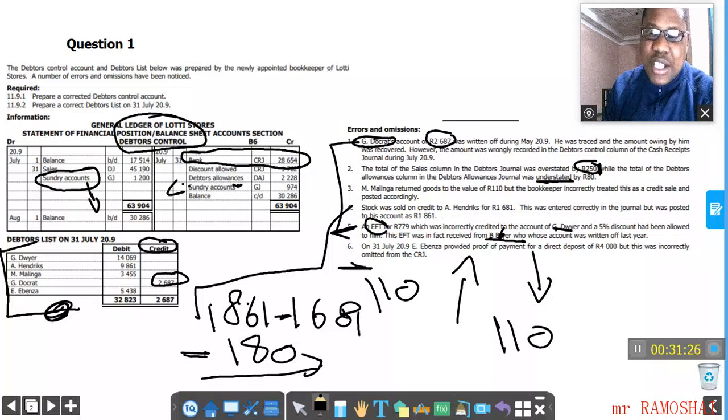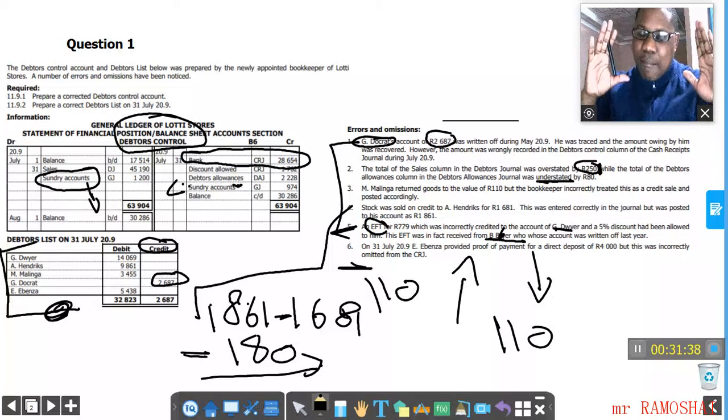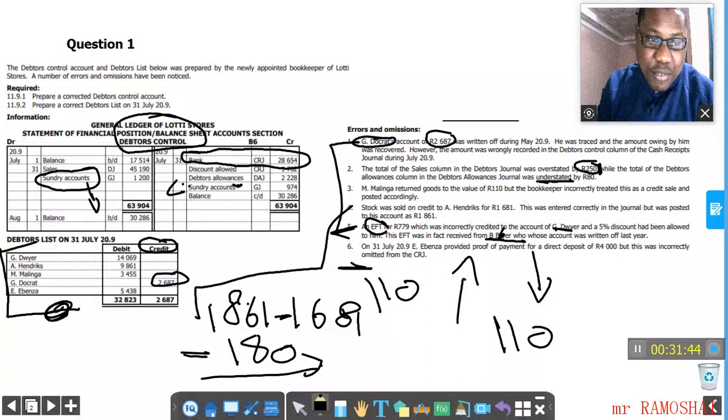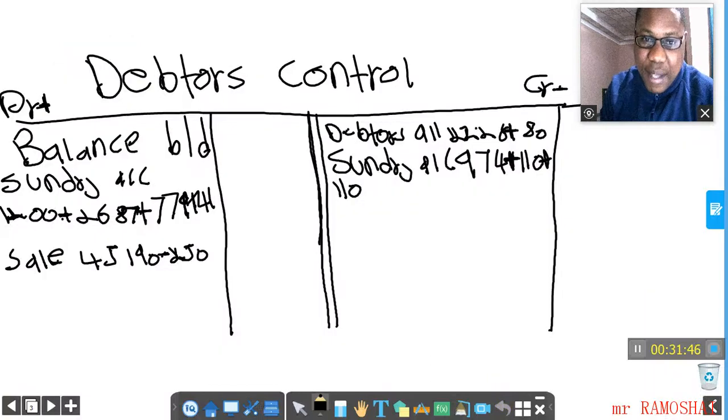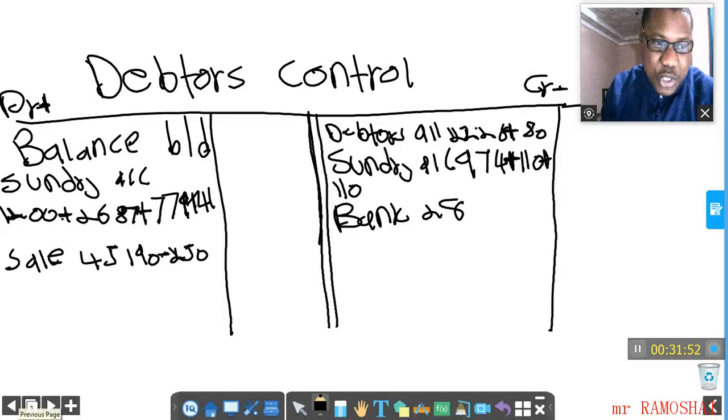Are we clear? Remember the bank shows us people are paying us cash, right? People that are owing us are now paying us cash. So we simply take those amounts inside the bank immediately. So the account affected here is the bank, right? So nothing else. That amount is affecting the bank. What must happen to that bank? Our bank was 28,000. Let me check again.